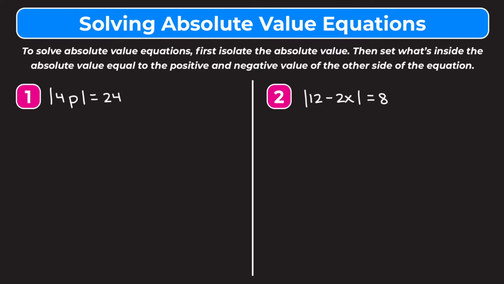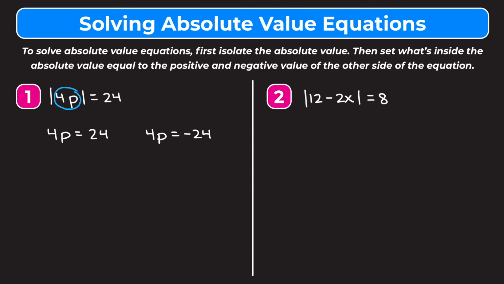So our tip at the top says we want to isolate the absolute value. In this case, the absolute value is by itself. There's nothing else on the left side of our equation. So now what we want to do is set the inside of the absolute value, so this 4p, equal to the positive and negative value of the other side of the equation. So we're going to set it equal to a positive 24, and we're going to do another equation. 4p is equal to negative 24.